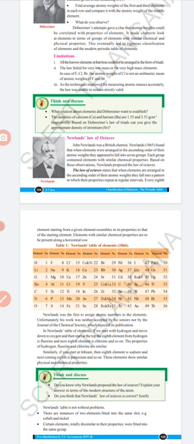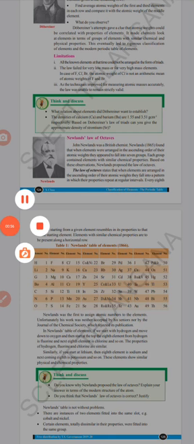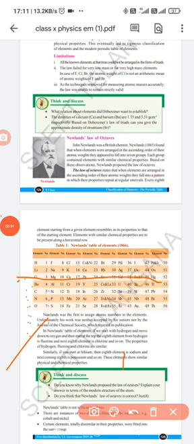Why he named his law as octaves, we will see in the table. Using table 1 we will understand. First of all, I will read this paragraph and explain an example. Then again I will read this paragraph and the statement of this law. Then you can understand it easily. Let us start. I am reading here.